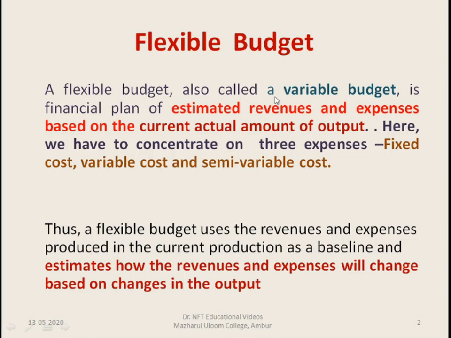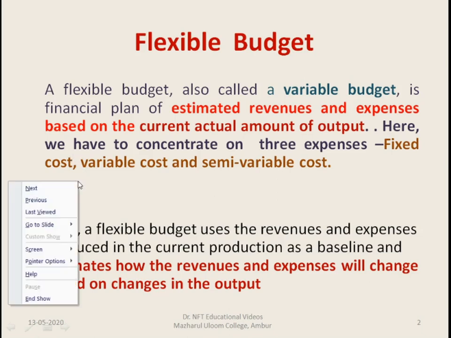Flexible budget, also called a variable budget, is a financial plan of estimated revenues and expenses based on the current actual amount of output. So, it's based on the current actual amount of output. You have to estimate the revenues and expenses. Here, we have to concentrate on 3 expenses, that is fixed cost, variable cost and semi-variable cost. Let me explain by giving an example.